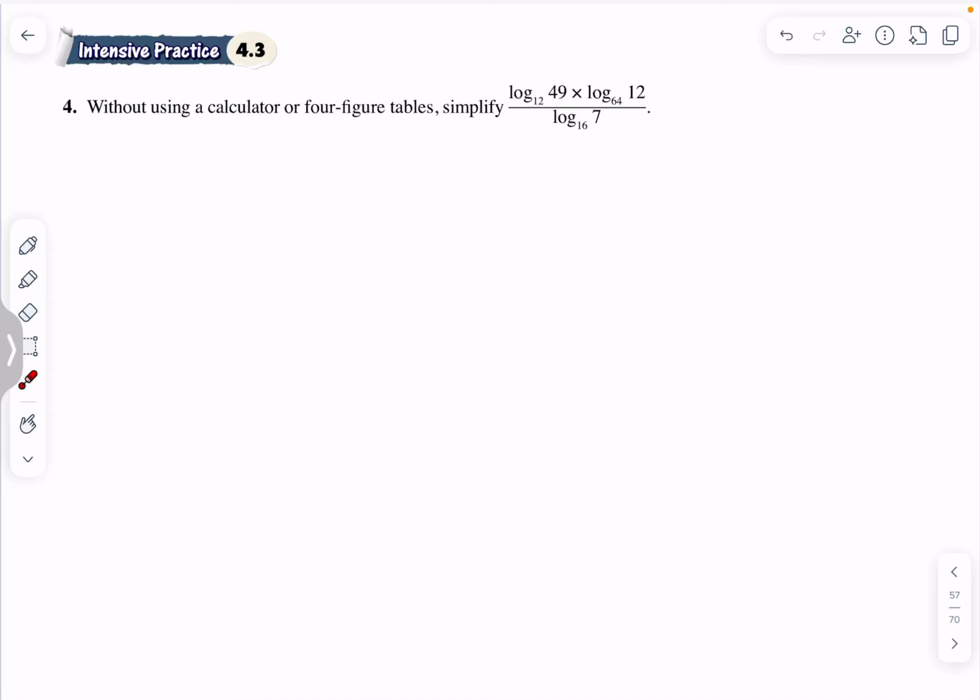Intensive Practice 4.3, Question 4. Without using a calculator or four-figure tables, simplify this. Right, so here we have very different bases. We have 12, 64, and 16.